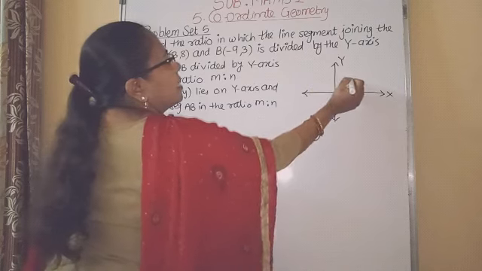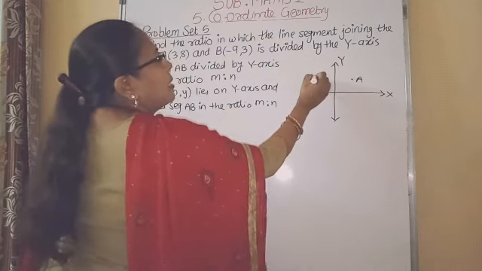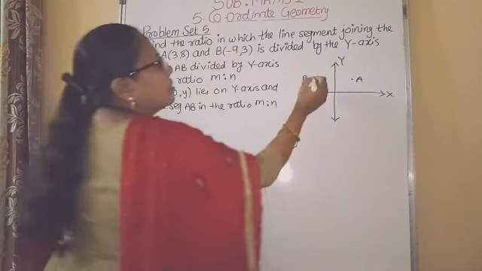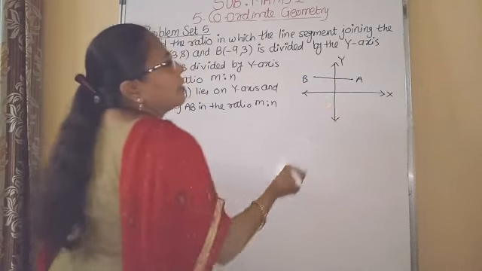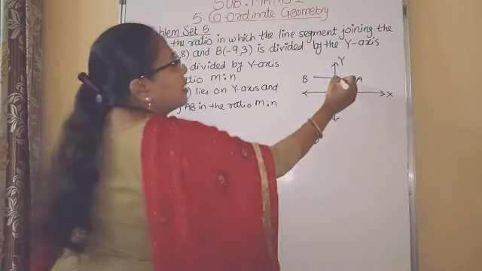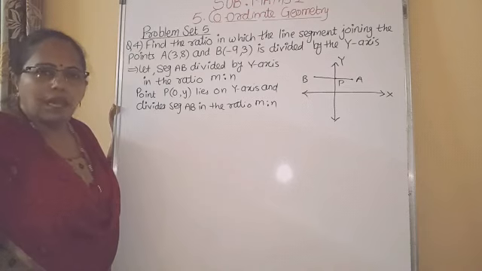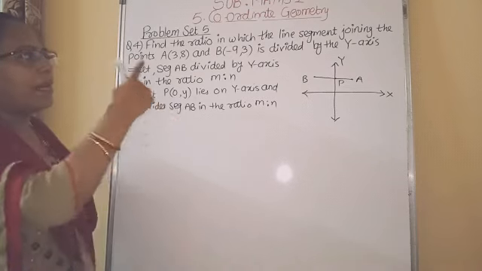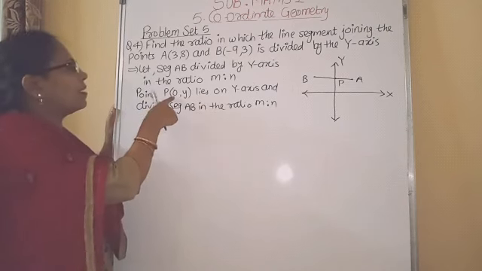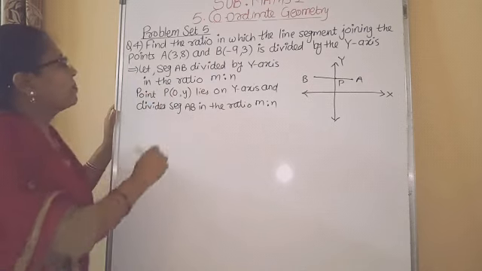Okay. Let here be point A and here is point B. And here this y-axis divides the segment at this point. This point we assume point P. Understood the figure? And the point P lies on the y-axis. That's why its x coordinate we assume 0. Followed?